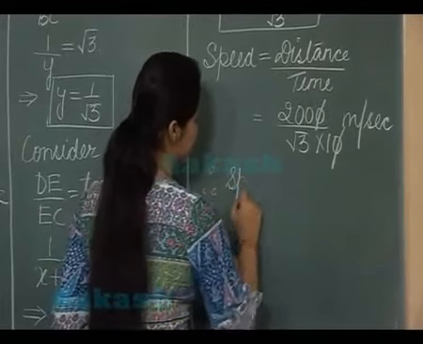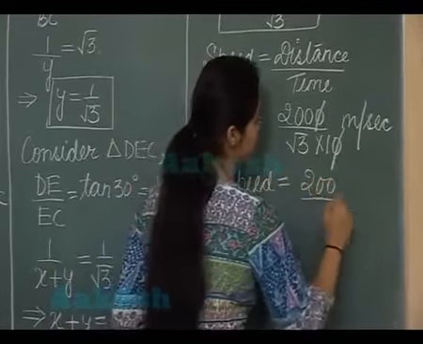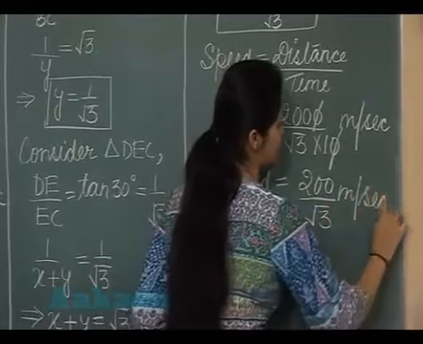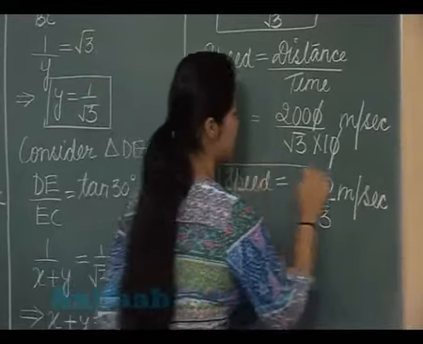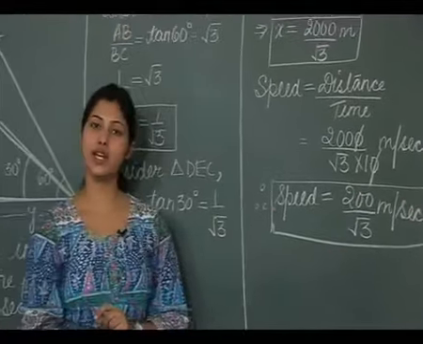Therefore, speed is equal to 200 upon root 3 meter per second. So this is the speed of the aeroplane. So student, I hope this question is very clear to you.